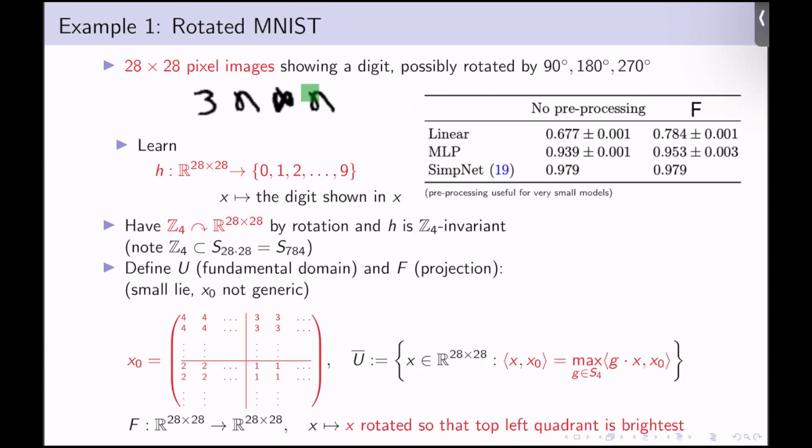And the reason for that is that the symmetry group is very small. The symmetry group has 4 elements in this case. So if you have a deep neural network with many neurons that's very expressive, it's just going to learn this symmetry. But the linear classifier is not expressive enough. So that's really helped by our pre-processing.